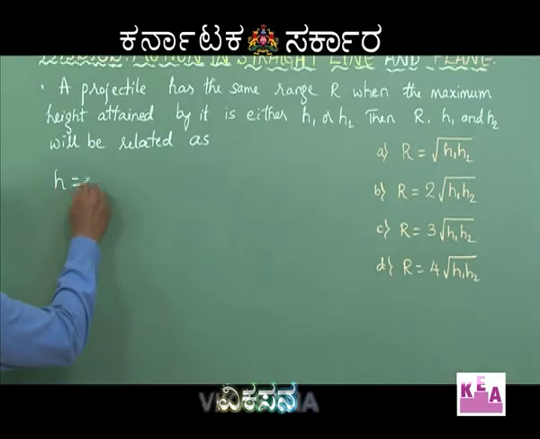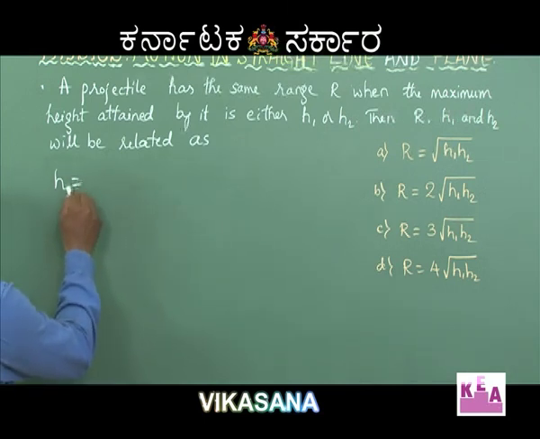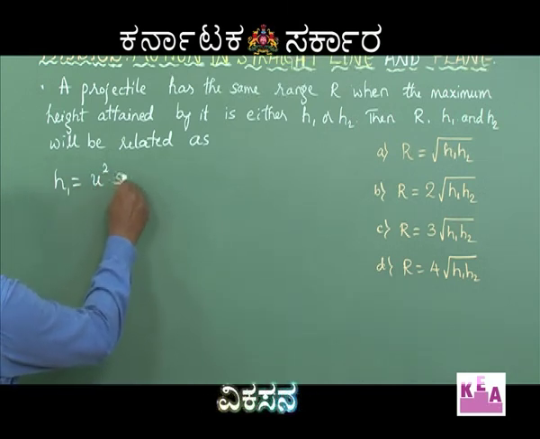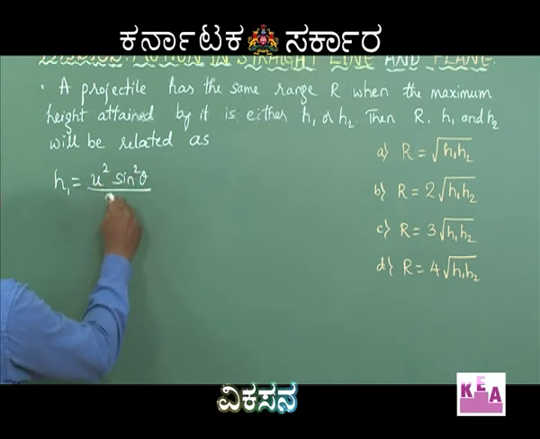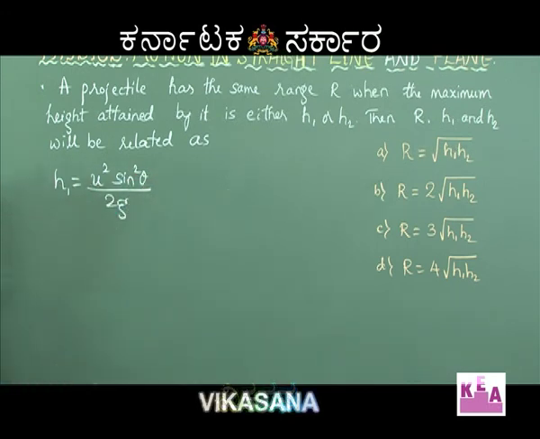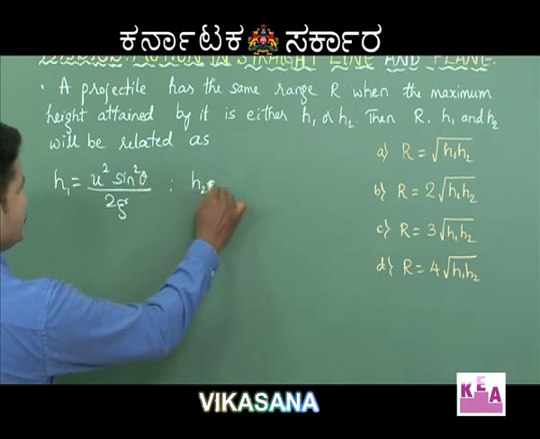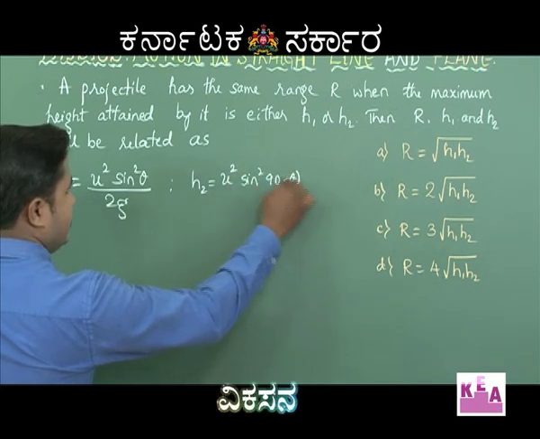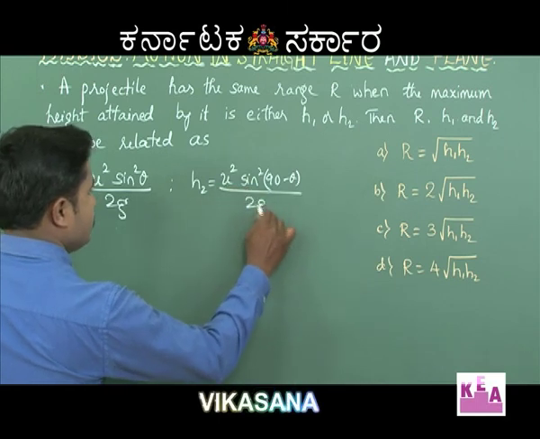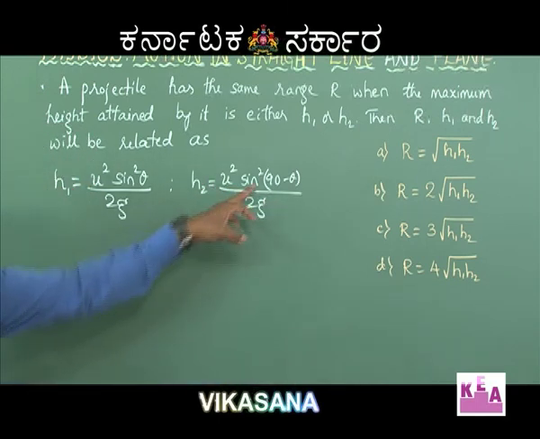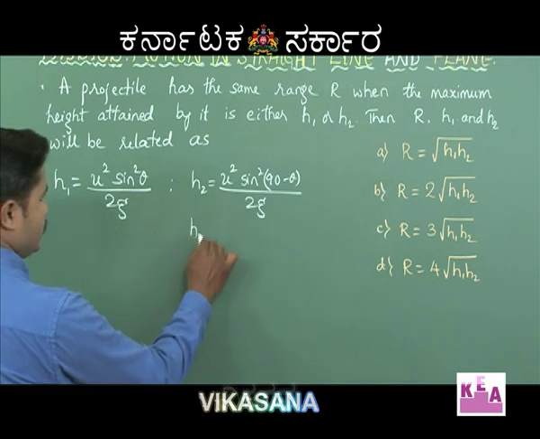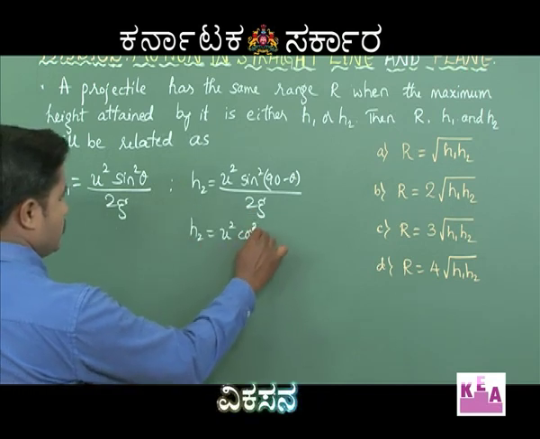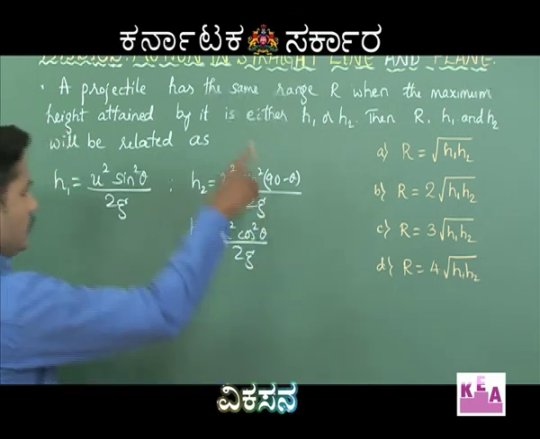See, h is u square sin square theta by 2g. Therefore h1 is u square sin square theta divided by 2g. For h2, the angle of projection is 90 minus theta, therefore h2 is equal to u square sin square (90 minus theta) divided by 2g, and this can also be written as cos square theta. So h2 is u square cos square theta by 2g, and look at my four options.